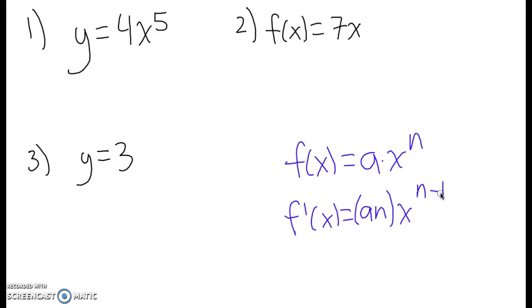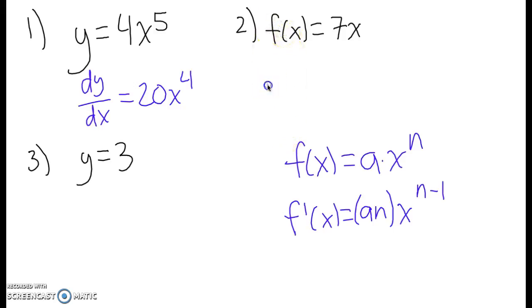So let's look at a few examples to see how that works. Of course, if the function's y, we'll denote the derivative by dy dx. And I'll take 5 times 4 to give me 20, and then x to the n minus 1, so 5 minus 1, which is just 4. And that's it. 20x to the fourth.